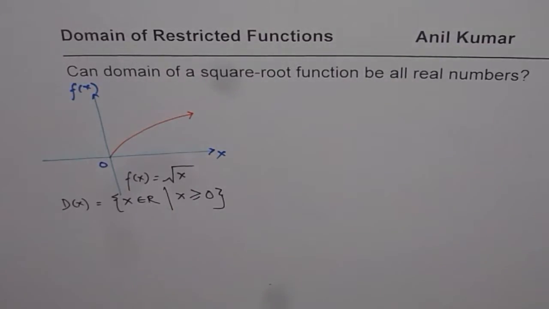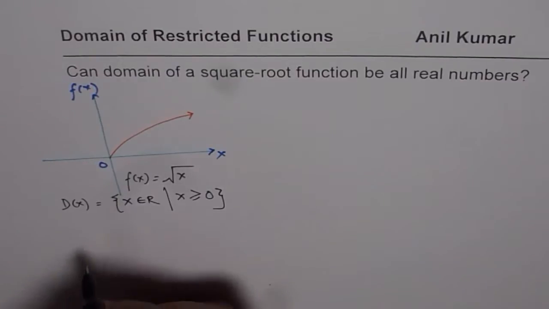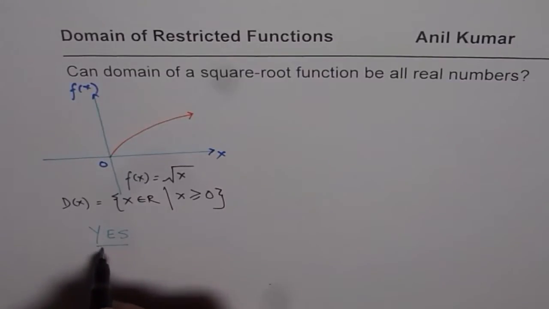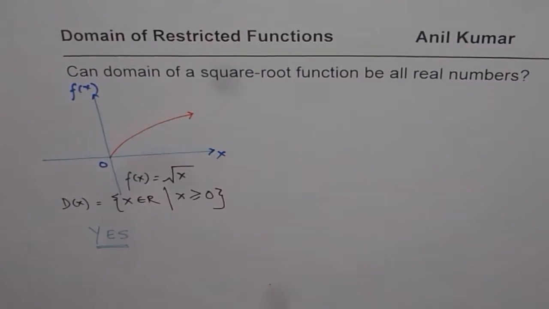Now the question is, can the domain of a square root function be all real numbers? It could be any square root function. Can its domain be all real numbers? Well, the answer is yes. The answer is yes. Can you give me examples where we have a square root function and its domain has no restrictions at all?